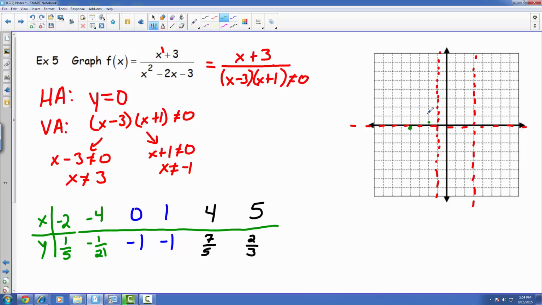In looking at that left side, it appears that there's going to be a cross that occurs. Now when we look at 0 and plot that, we had -1. Also at 1, we had -1. On the right, we end up with 7/5, so that's a little bit more than 1. For 5, we end up with 2/3.